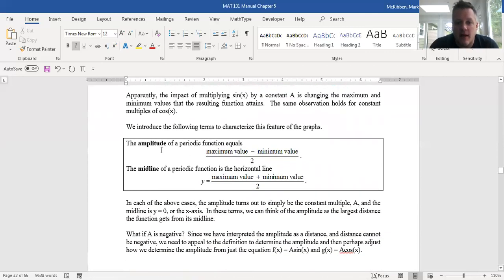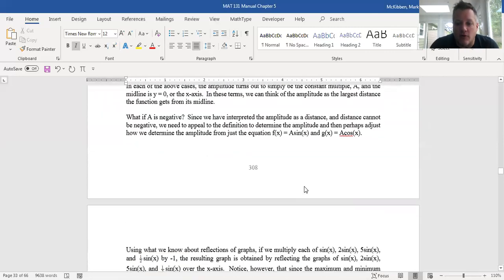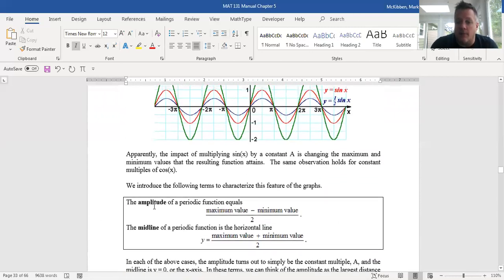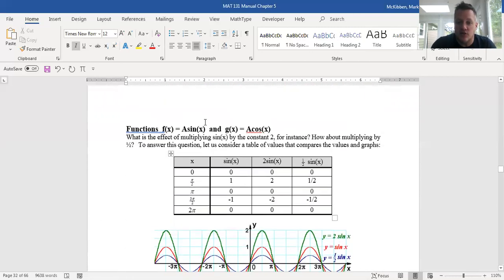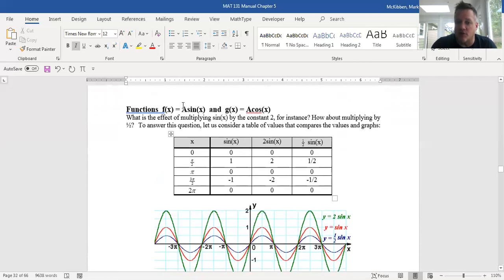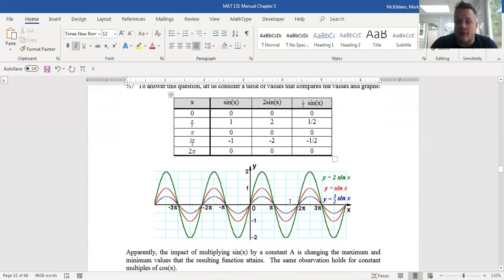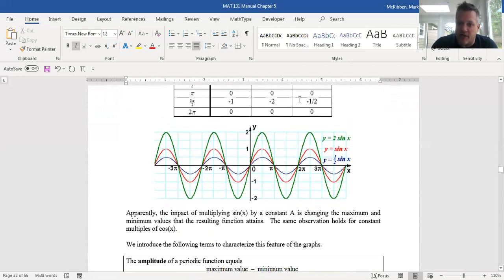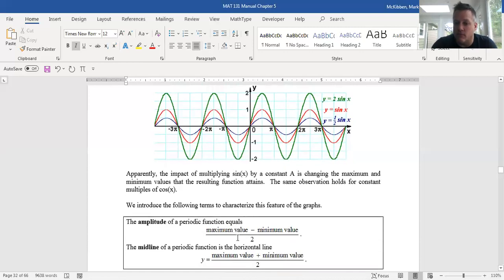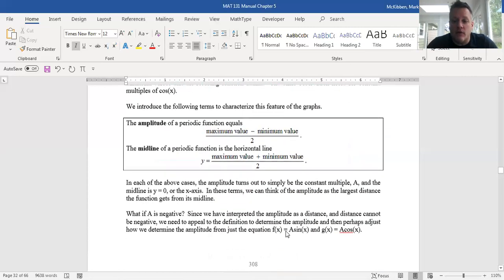Here we're not really talking about vertical translations, so we're always just on the x-axis. The amplitude itself corresponds to the absolute value of that number. If you had shifted it up, you would take the maximum minus the minimum and divide that by 2. That works here as well, but there's no need to do that because I haven't shifted it.